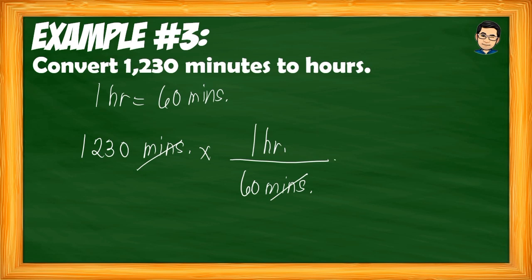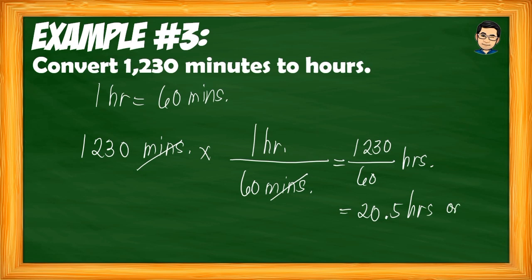And then, i-divide natin yung 1,230 sa 60 hours. Ayan. Kapag dinivide po natin yung 1,230 sa 60, ang makukuha po nating sagot is 20.5 hours. Or pwede rin namang isulat as 20 and 1/2 hours. So, this will be our final answer. Alin man dyan, pwede naman yan. Equivalent naman po kasi yung 20.5 sa 20 and 1/2.